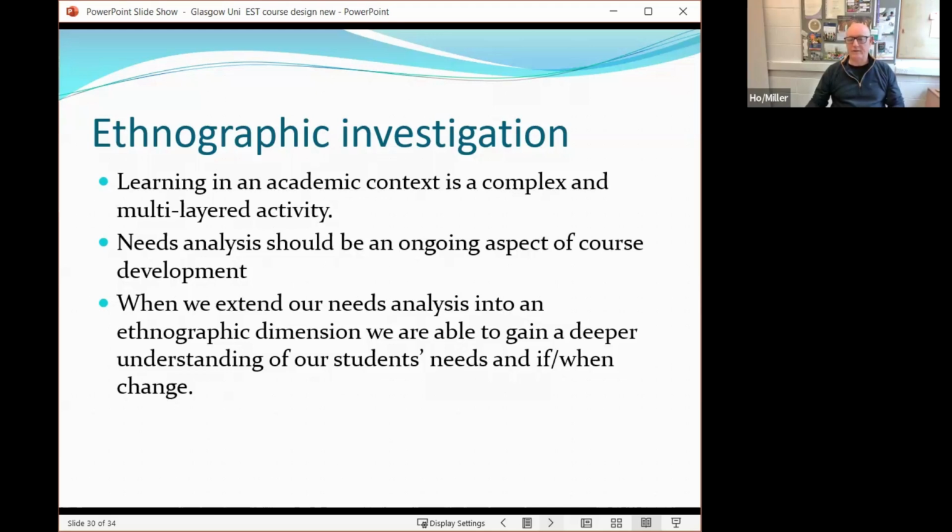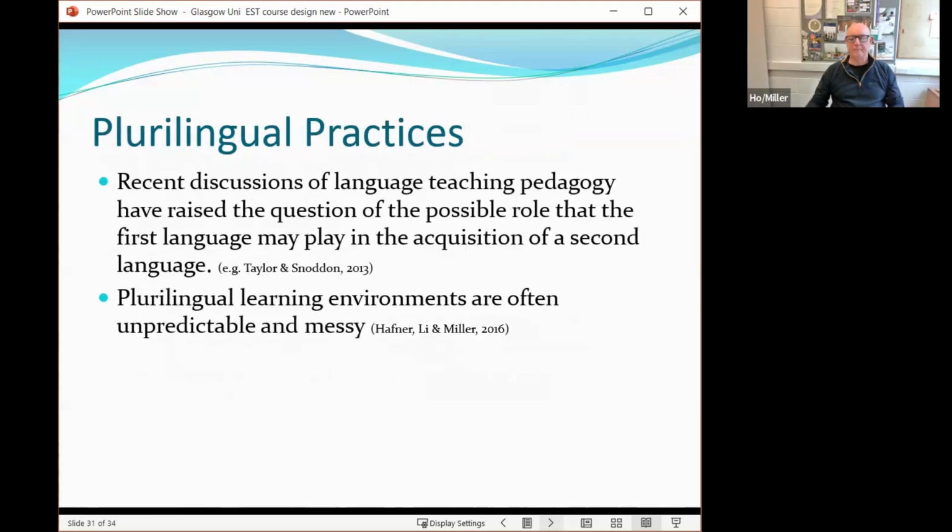We had a lot of very frank discussions with our students about their language learning and what was happening in this ESP course. And I think that helped us to become better teachers, basically. Now, one other dimension which was relevant to us, but which might not be relevant in other situations, is the plurilingual aspect.